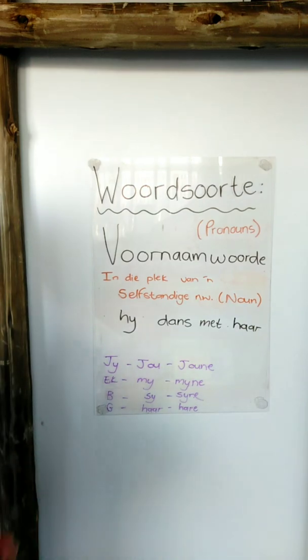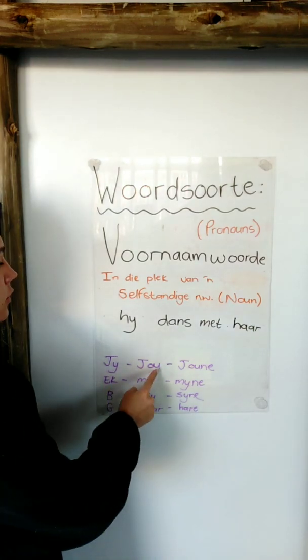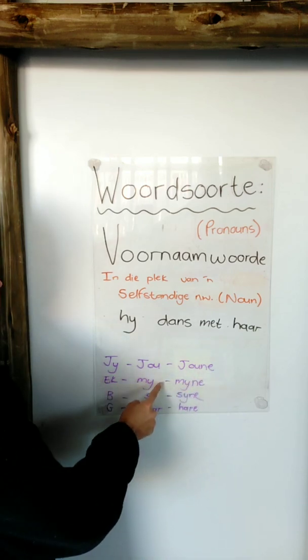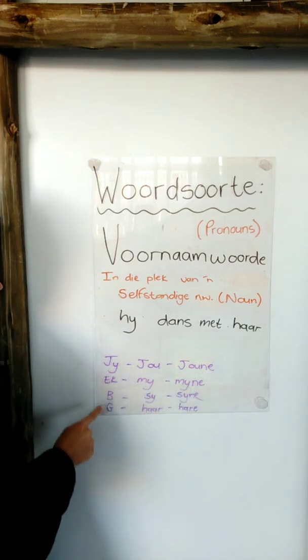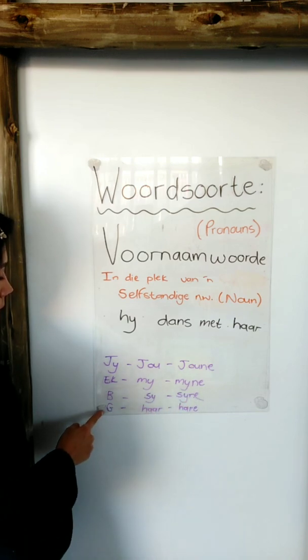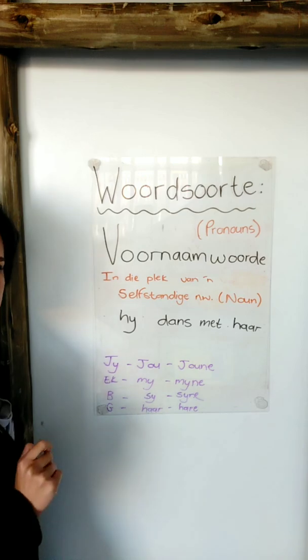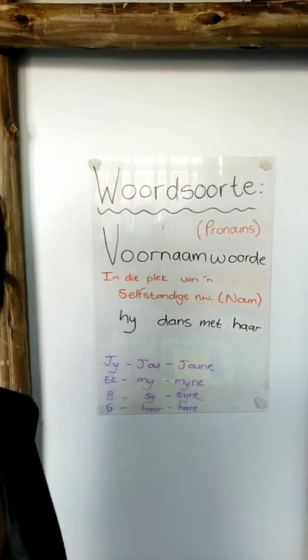Okay, so we can have a look. I did send you a picture of this as well, but you can have a look here. Jy can change to jou, joune. Ek, my, myne. But when it's a boy, it's different. It will be sy of syne. And when it's a girl, it can be haar of hare. Okay, good.